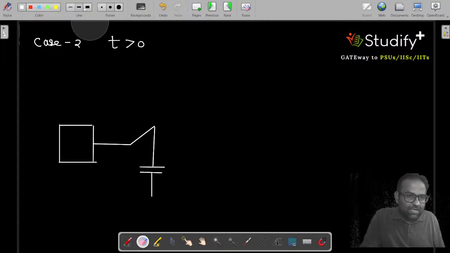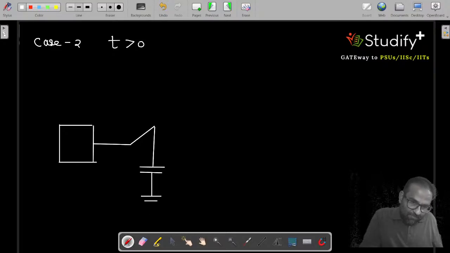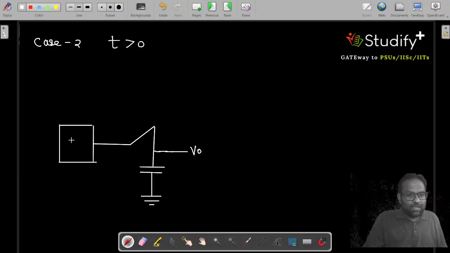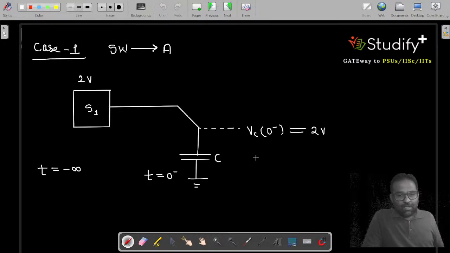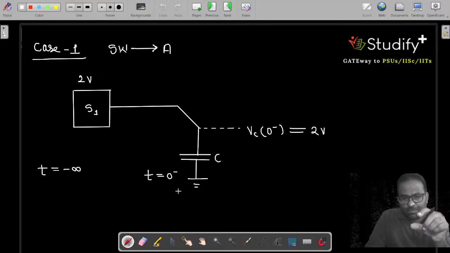Now what we are saying is, suppose you are taking voltage from here, and this is position number B, and this is source 2, and this source is valid for t greater than or equal to 0. If I replace this capacitor by a resistor, then there is no need to analyze the circuit for t less than 0. But what we want to say is, the capacitor has some stored energy. In which duration? From t equal to minus infinity to t equal to 0 minus.